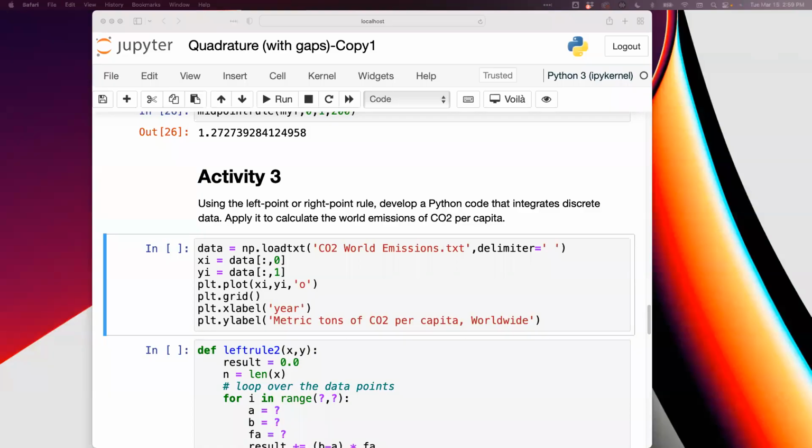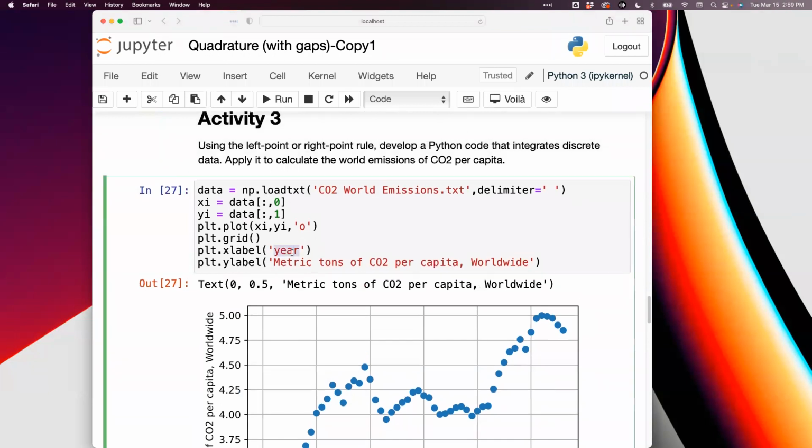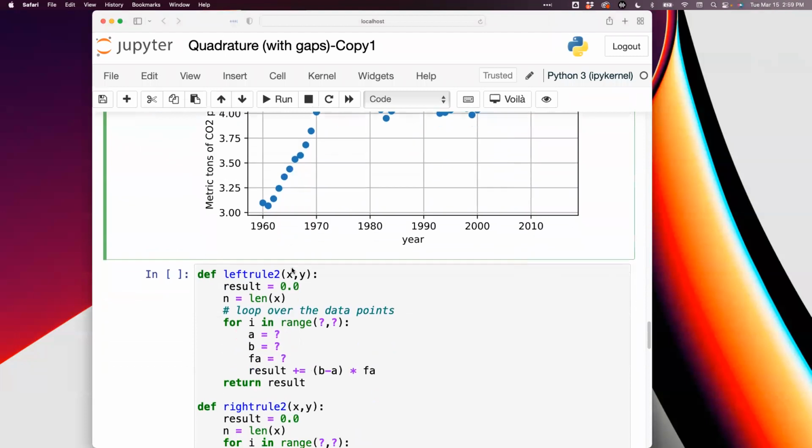So first, we're going to load the data. Don't worry about what I'm doing here, I'm just getting you the data. The data is going to be given to you as xi and yi data. You have the xi values in 1960, 1963, whatever, and the y values, which correspond to the CO2 emissions. So when you grab this, this is the data. First thing you do, you plot it. Labels, etc. So this is the data.